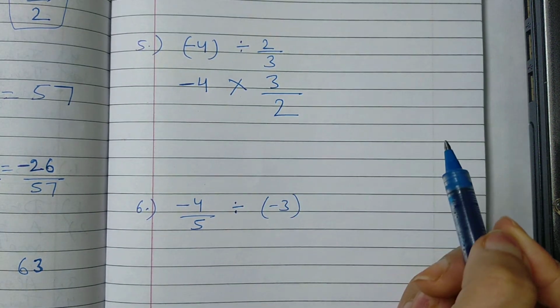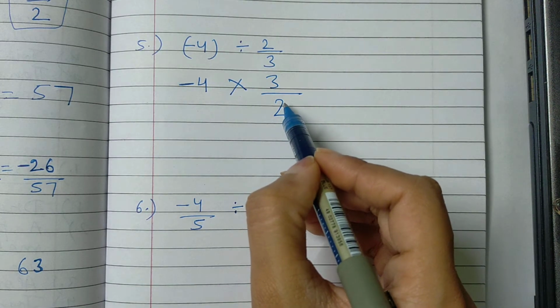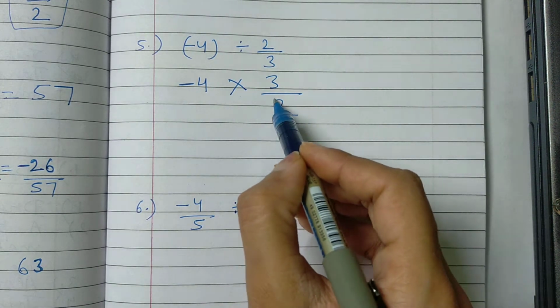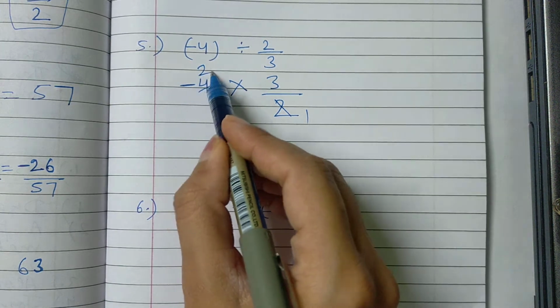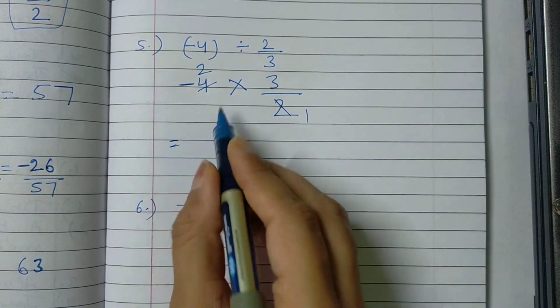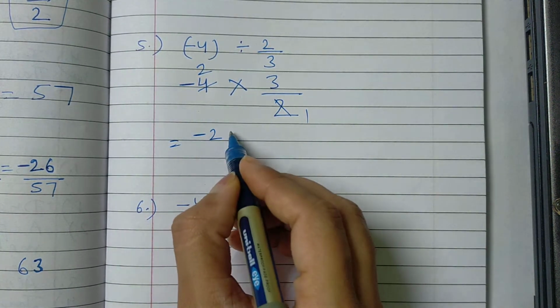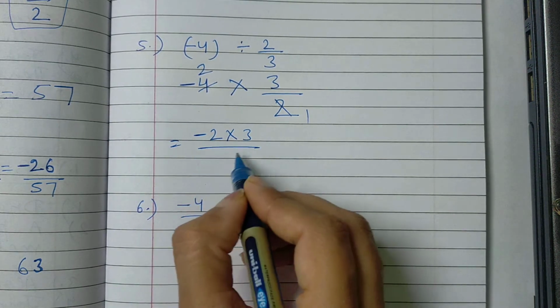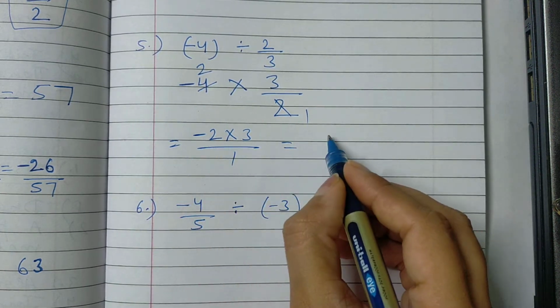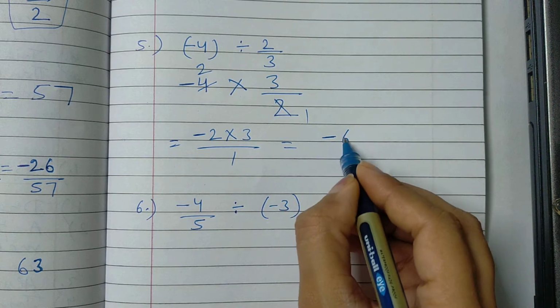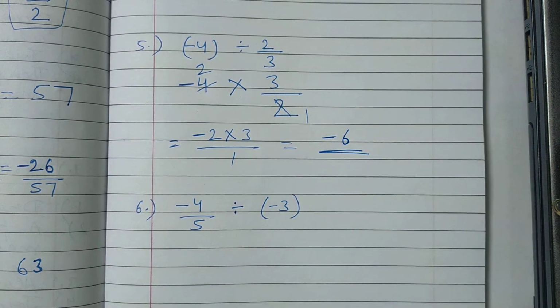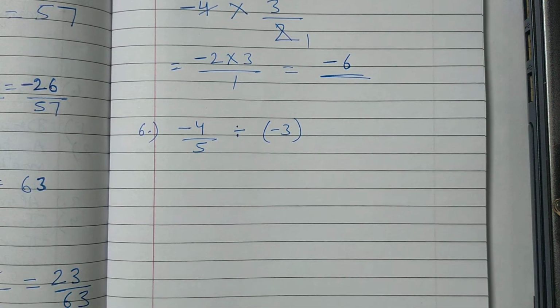Now a simple multiplication question. You can reduce it. 2 1s are 2, 2 2s are 4. Now it becomes minus 2 multiplied by 3 upon 1. So this is minus 6. This is the answer. So for a division question, first you have to convert it into multiplication.